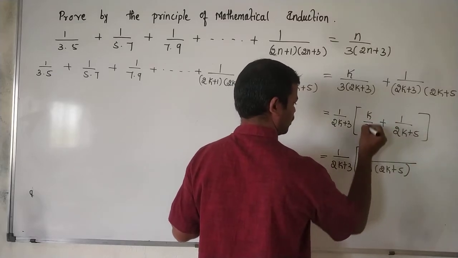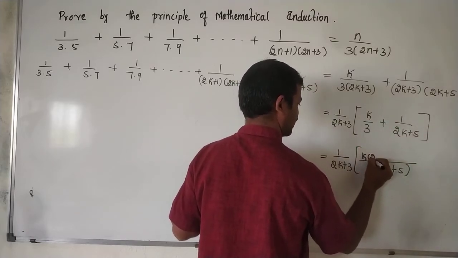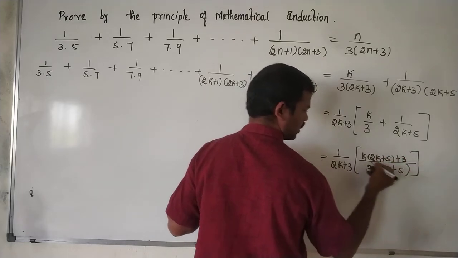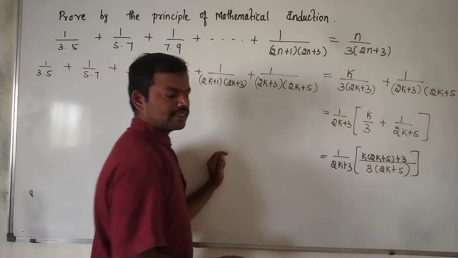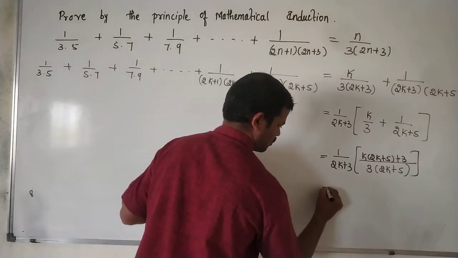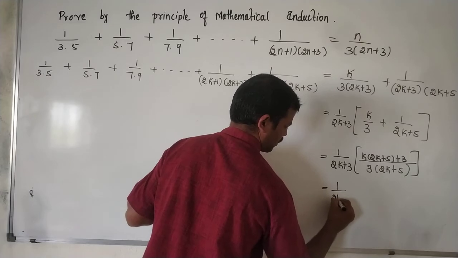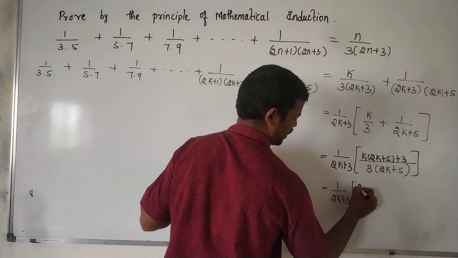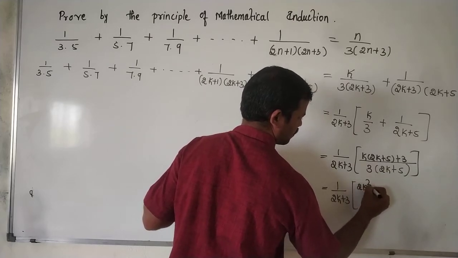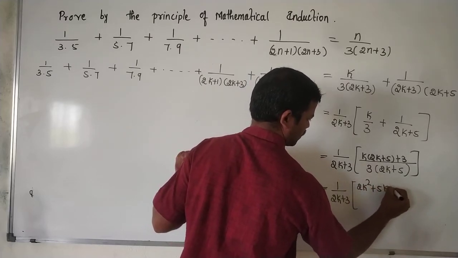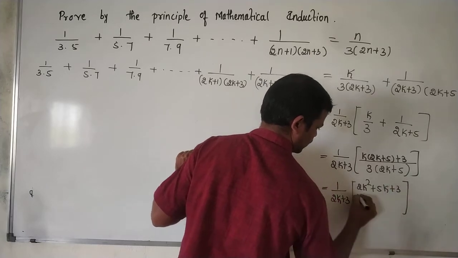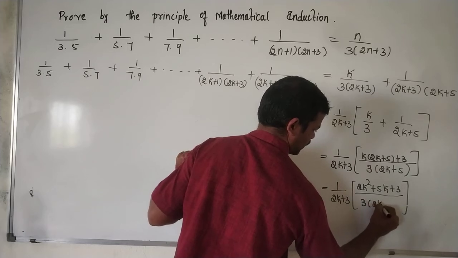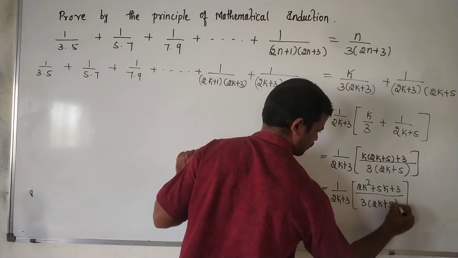ಇದು ಈ ಕಡೆ ಹೋಗುತ್ತೆ, ಇದು ಈ ಕಡೆ. k into 2k plus 5 plus 3. ಇನ್ನೇನ್ ಮಾಡಬೇಕು? ಮಲ್ಟಿಪ್ಲೈ ಮಾಡಬೇಕು, ಸಿಂಪ್ಲಿಫೈ ಮಾಡಬೇಕು, ಫ್ಯಾಕ್ಟರೈಸ್ ಮಾಡಬೇಕು. 1 by 2k plus 3 bracket 2k square plus 5k plus 3, divided by 3 times of 2k plus 5.